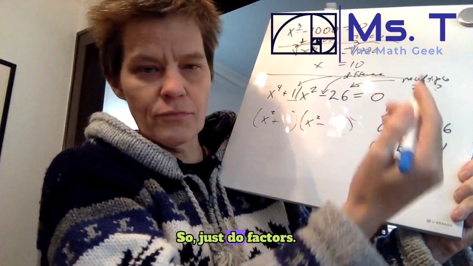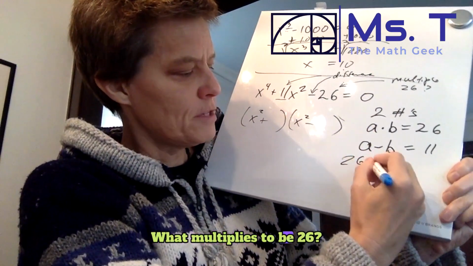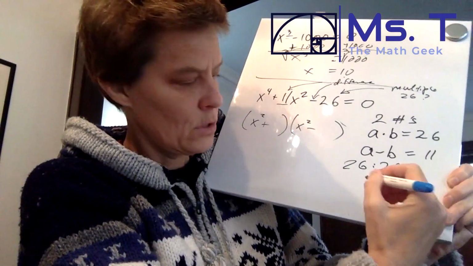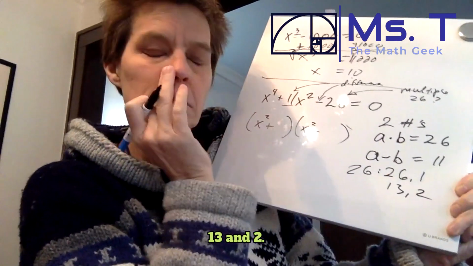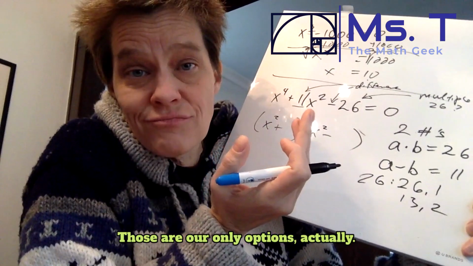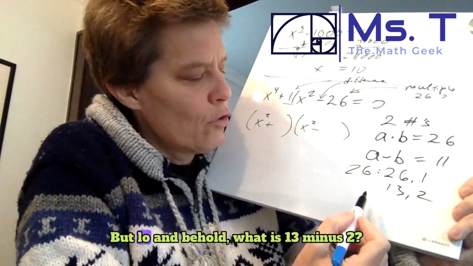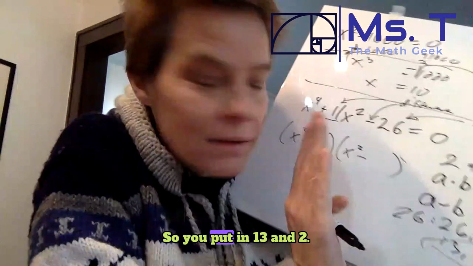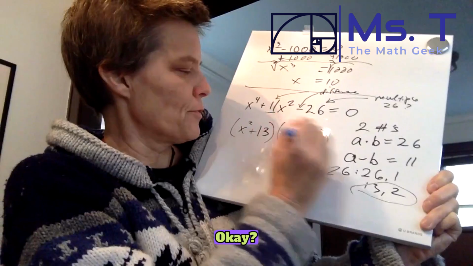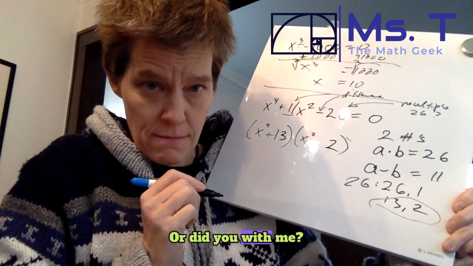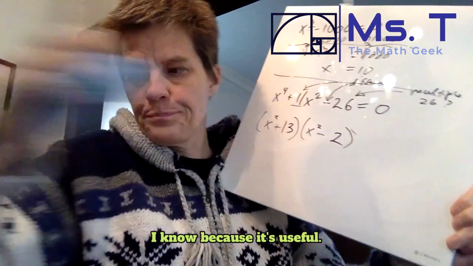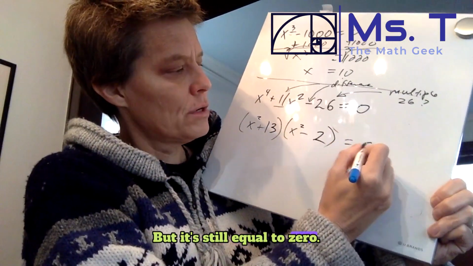So just do factors. What multiplies to be 26? Well, we've got 26 and 1, 13 and 2. Those are our only options, actually. But lo and behold, what is 13 minus 2? 11. So you put in 13 and 2. Are you with me? I've got to erase a little bit of this. I'm sorry, I know, because it's useful. But it's still equal to 0.